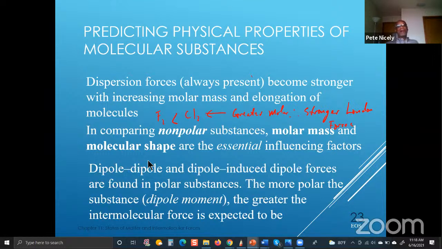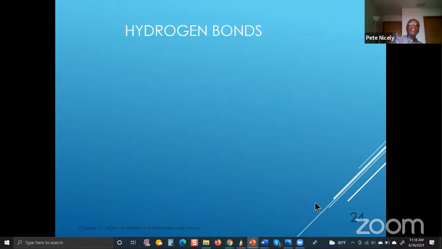Now, when it comes to polar molecules, we have dipole-dipole and dipole-induced dipole forces. The more polar the substance, as measured by the dipole moment, the greater the intermolecular forces that exist between the molecules. So that's basically what you look for when making predictions concerning the different types of forces that exist between covalent molecules.